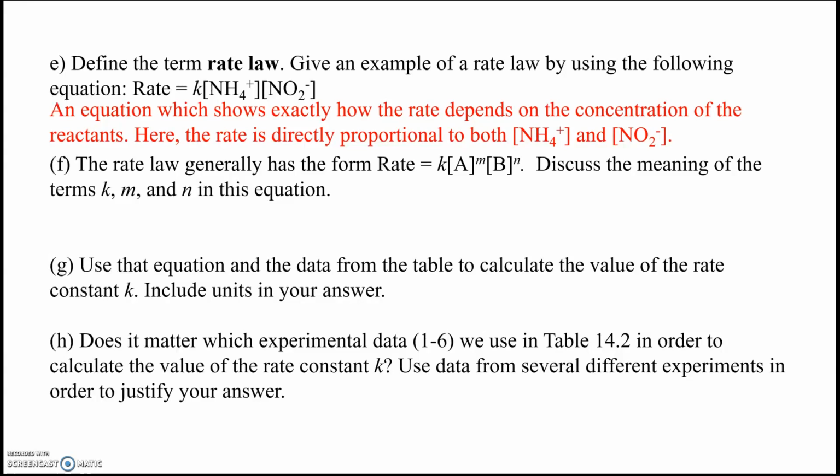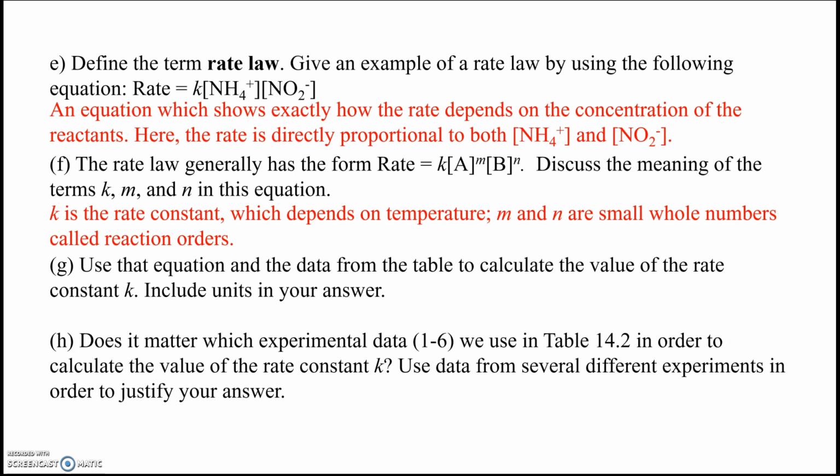Now, the rate law generally has the form rate is equal to K times that one reactant raised to some power m and the other reactant raised to some power n. And we want to talk about what these terms mean. K is the rate constant, which depends on temperature. M and n are small whole numbers called reaction orders.